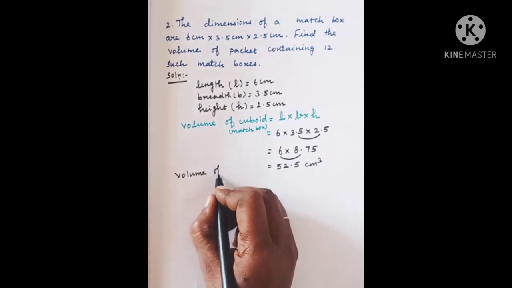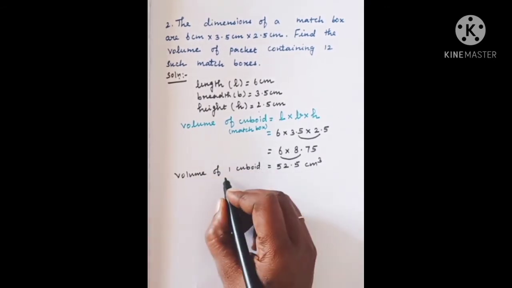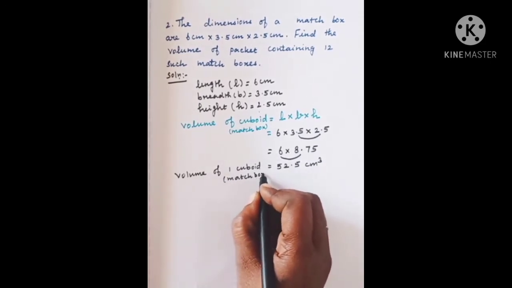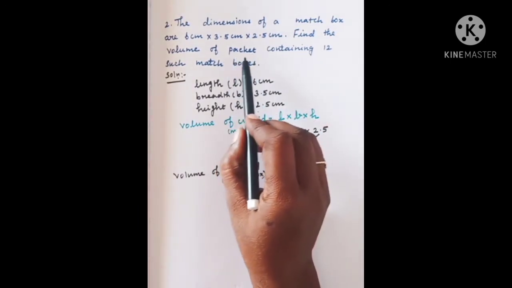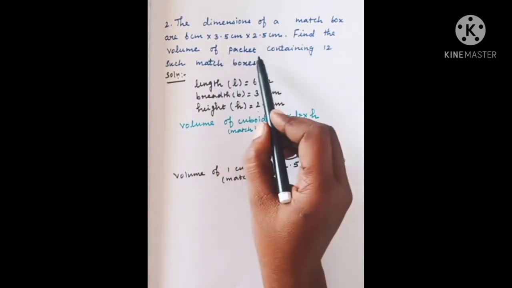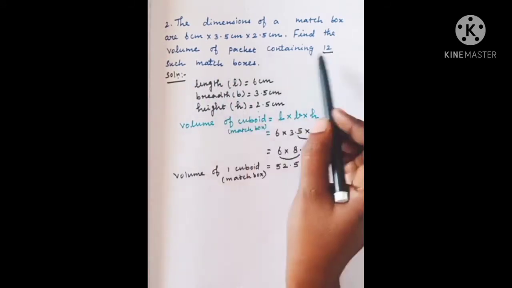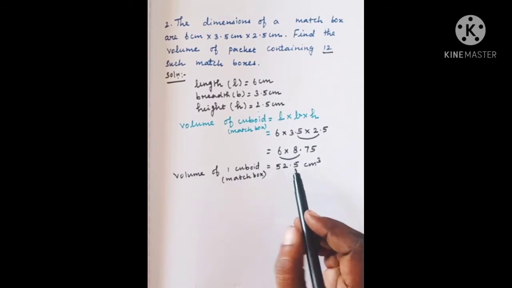This is the volume of one cuboid or one matchbox. Now in this problem they are asking to find the volume of a packet containing 12 such matchboxes. So you have to multiply this answer by 12.